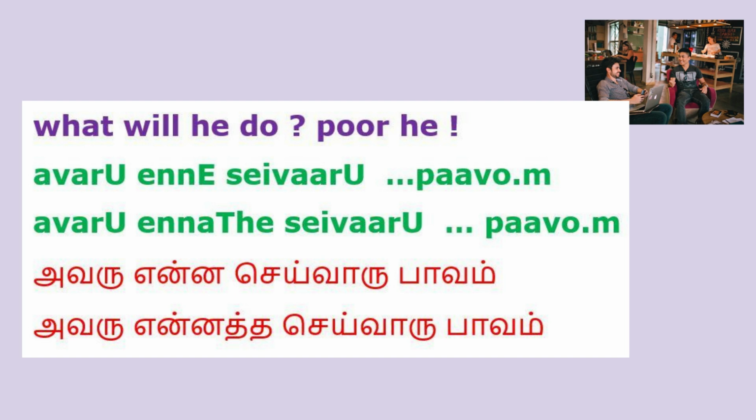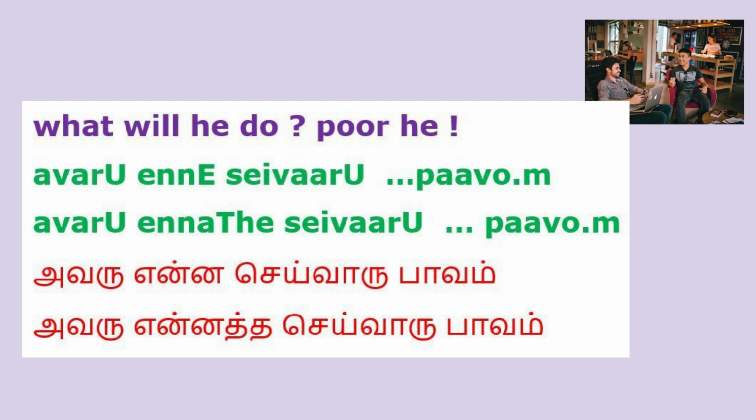What will you do? Oh, poor he. அவர் என்ன செய்வார்? பாவம். What will he do? பாவம். So here என்ன is the direct object. What will he do?